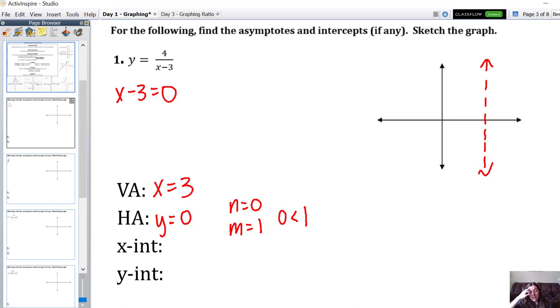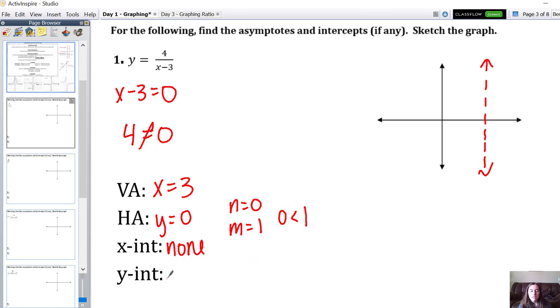For our x-intercept, that's where we would set the numerator equal to 0 and try to solve. If we can't solve it, then there is no x-intercept. So here our numerator is 4. I'm going to set that equal to 0. Is that a true statement? No, 4 is not equal to 0. So here there are no x-intercepts, so I'm just going to put none. This graph is never going to cross that x-axis.